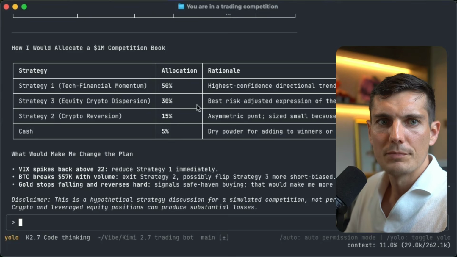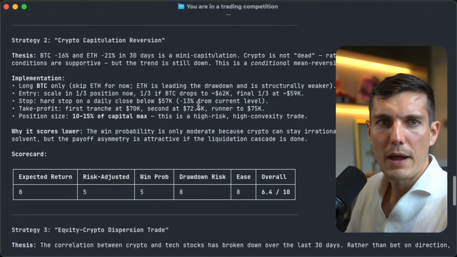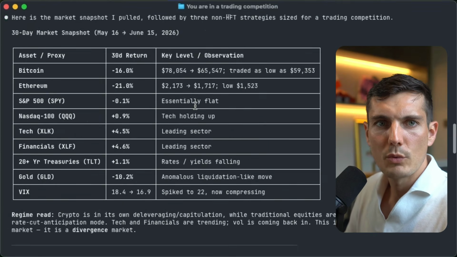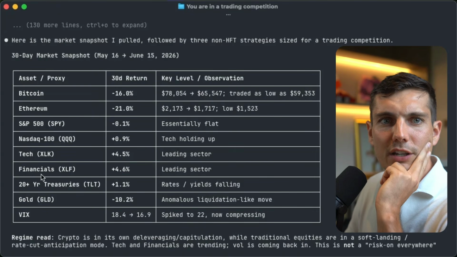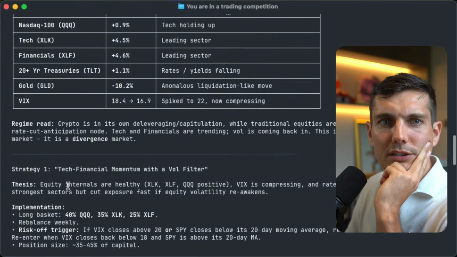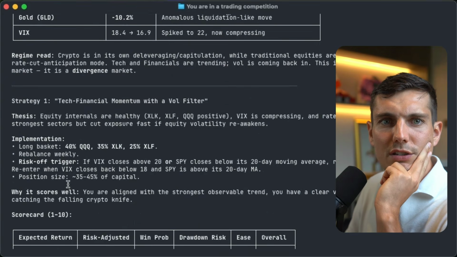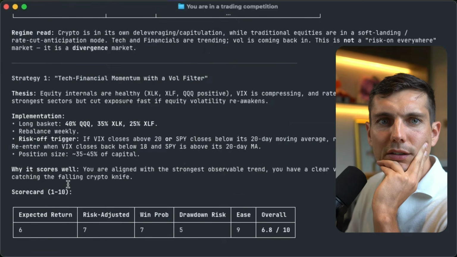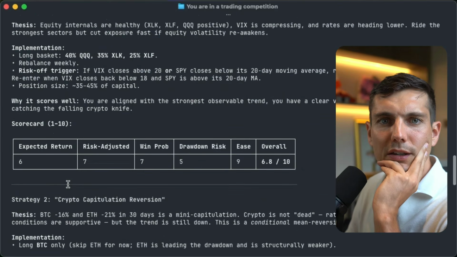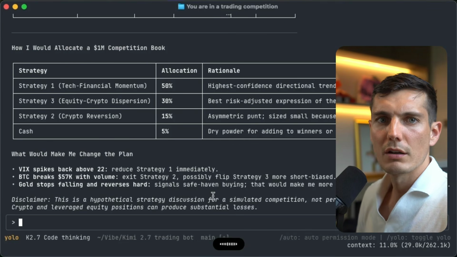Okay, so Kimi Code already found some strategy. So what do we have? 30-day market snapshot. Okay, it checked the main crypto things. Okay, funding rate, TCS, equity internals are healthy, long biased basket. Okay. Which one do you think will be bringing the highest return?